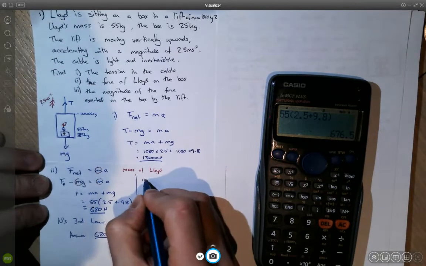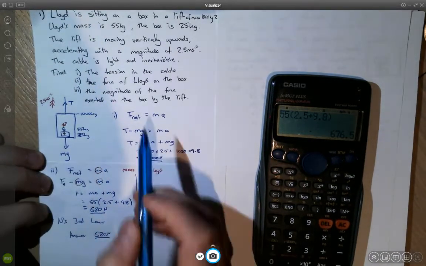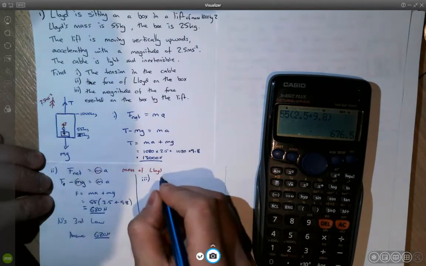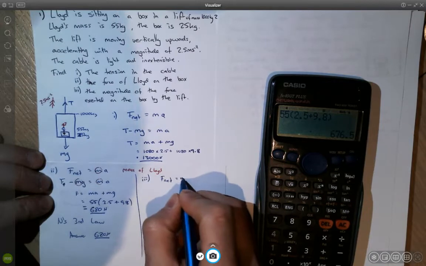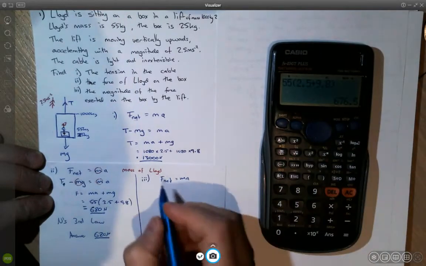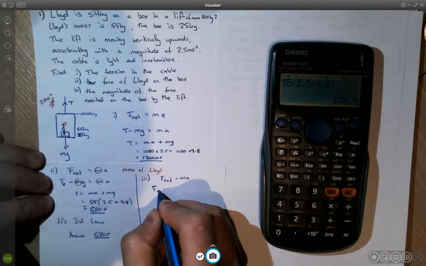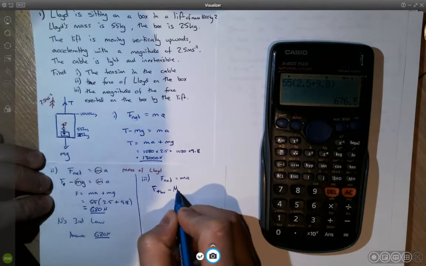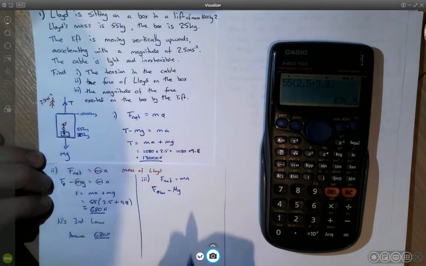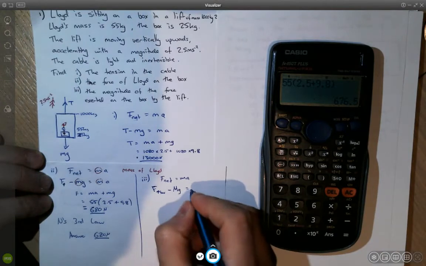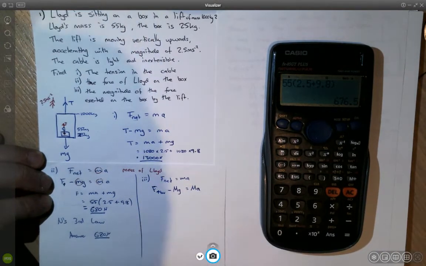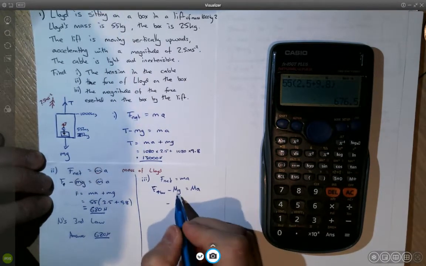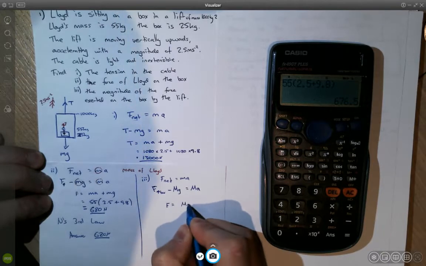Okay, finally, part 3, the magnitude of the force exerted on the box by the lift. So similar idea, we're going to use F net is mass times acceleration. What is the resultant force? Well, it's the force upwards on the box minus the weight. I'm going to use big M this time just so I can really make it clear it's going to be a different m. And then obviously the mass of the thing that's accelerating times acceleration. So we don't know what the accelerating force is, but we know what the mass is.